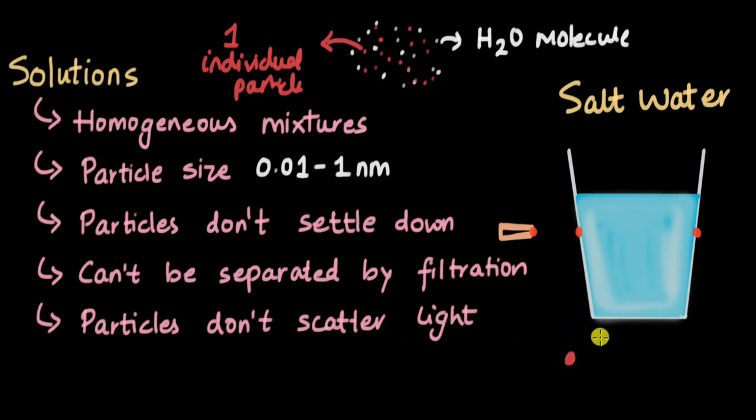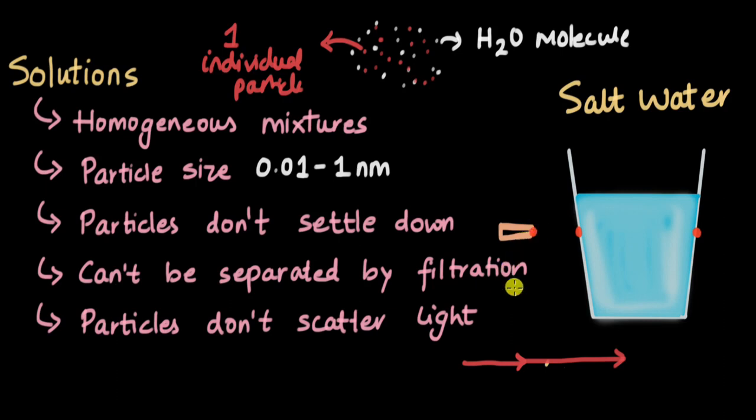So when there is a particle, let's show a particle with some other color. Let's say there is a particle right over here and there is a laser light coming onto it. These particles are so small in size that the light just keeps on going. It does not get scattered. And we will see when it does get scattered under suspensions and colloids. But in this case, it is not scattering. So this was all about solutions.